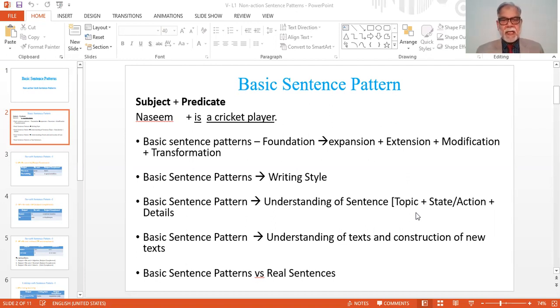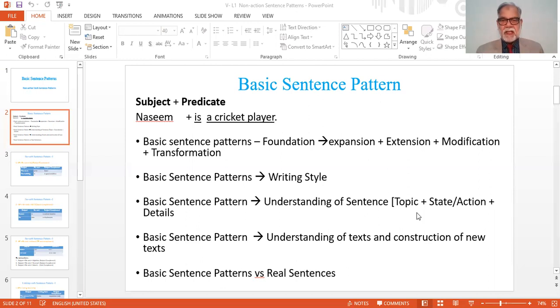Next, basic sentence patterns also help us in understanding of text, because the writers have to read text as well. If they can understand text, they can know how the texts are composed, how the texts are constituted, and they become ready for construction of new texts.